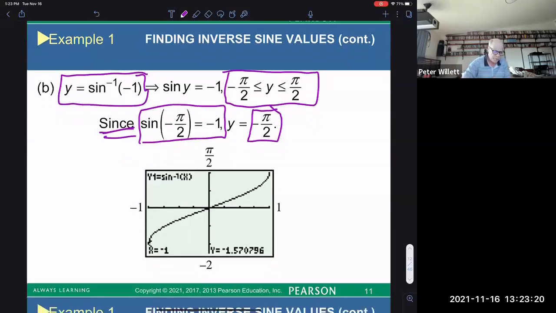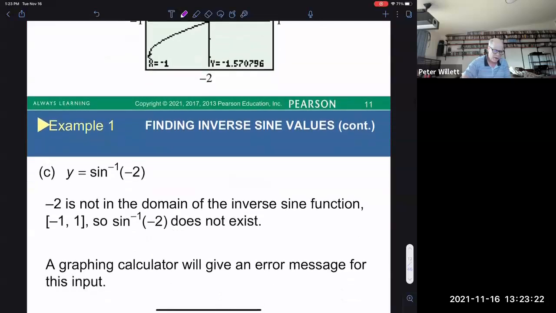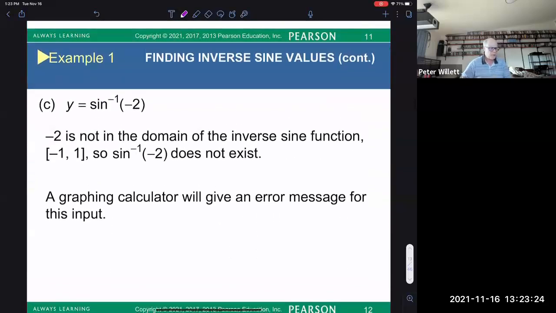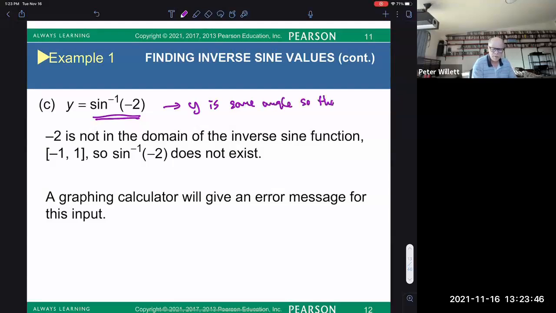I think they have a nice summary page here. Let's see if that's next. No, not yet. They're going to have another example. All right, let's look at this example here. So they're saying, all right, finding inverse sine functions continued, values continued. How about sine inverse of -2? So that means y is some angle so that sine of y equals -2.